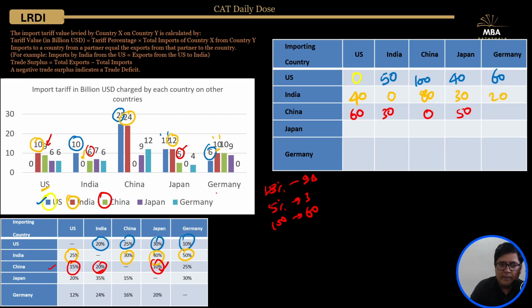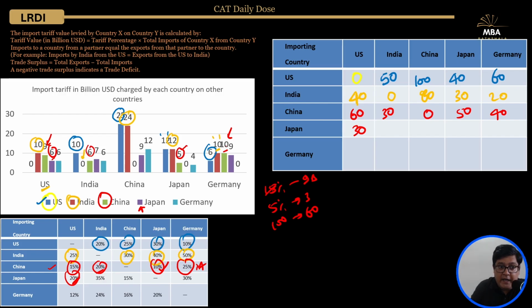Now look at this. Germany, China is charging Germany 10 billion, which is 25%. How can I make it 100%? Make it 4 times. What is 4 times? 40 billion. So these are imports done by China. Japan, let us go to Japan. Japan is the purple kind of color. US, they are charging 6 billion, which is 20%. So 5 times, 100% is 5 times of this, 30.